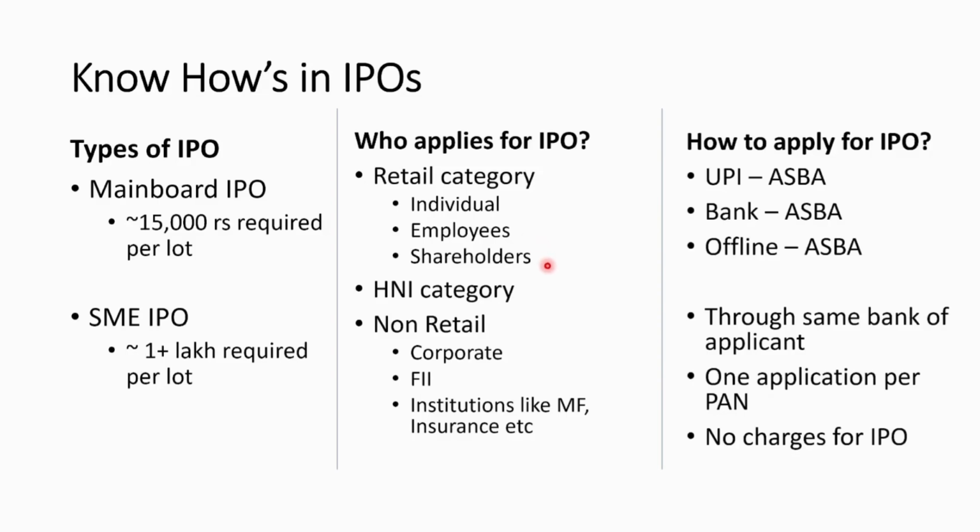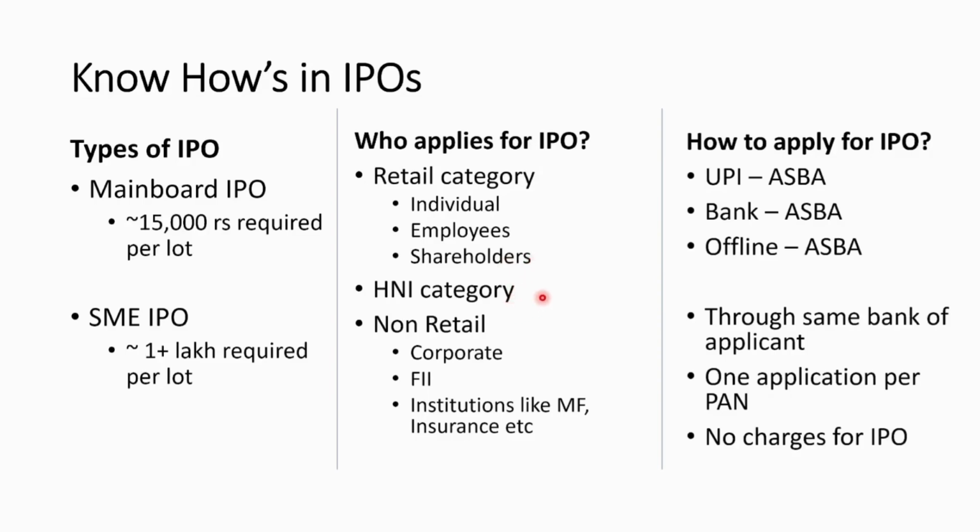And there is a shareholder category, where the existing shareholder of the parent company can also use this category to apply for the new subsidiary company. Say, for example, Bajaj Housing Finance was recently listed. If you have a Bajaj Finance share, you are allowed to apply in this category. So this is an additional category. Apart from individual, one can apply using the shareholder category. So this means I can do two different applications. So this is about the shareholder category.